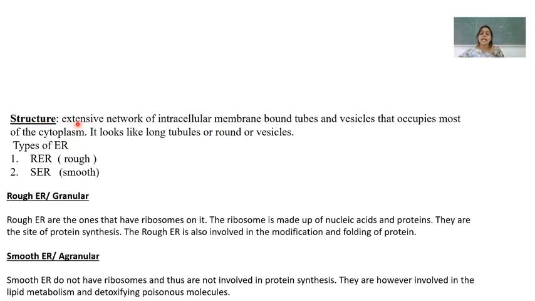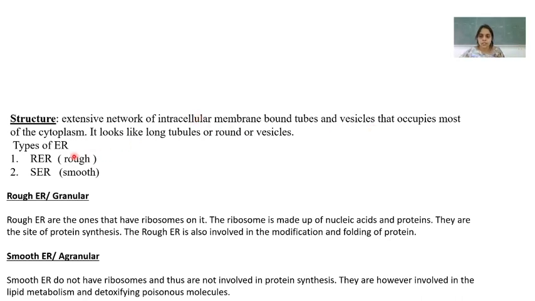ER. It's an extensive network of intracellular membrane which is bound in the form of tubules as well as vesicles that occupies most of the cytoplasm. It looks like very long tubes, or it can be round, or it can be in the form of vesicles, right? So it extends from the nucleus. It is attached to the nuclear membrane, and from there it extends till the plasma membrane. So it has a very extensive network.